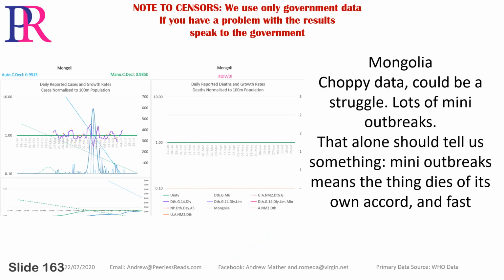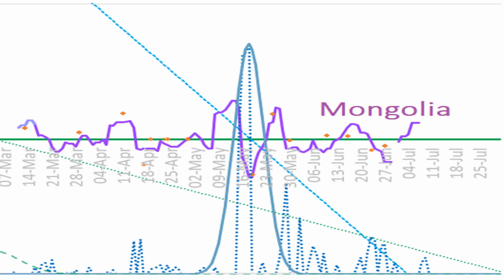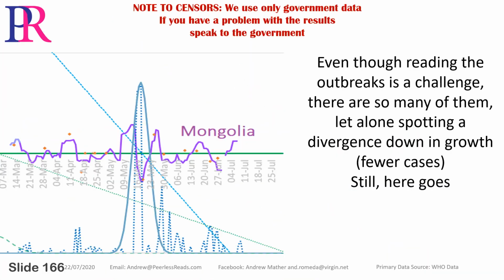Mongolia, choppy data could be a struggle, lots of mini outbreaks. That alone should tell us something. Mini outbreaks mean the thing dies of its own accord, and fast. Even though reading the outbreaks is a challenge given there are so many of them, let alone spotting a divergence down in growth, fewer cases, still, here goes.